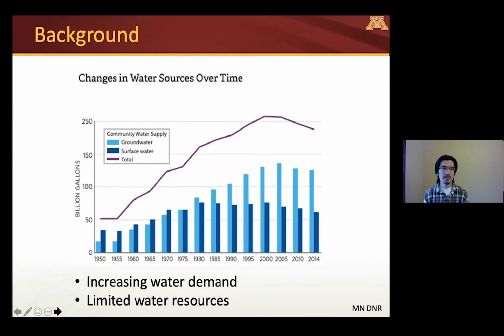So a little bit about the background of this research. In the past half century, there is an increasing water demand, as you can see in this slide. And most of the water is taken from the groundwater, as you can see the increasing groundwater trend. But the groundwater is limited, so we'd better find another way to conserve our groundwater resources.